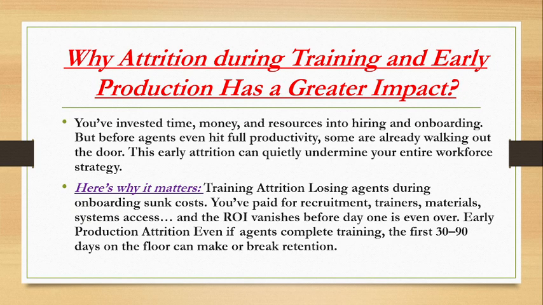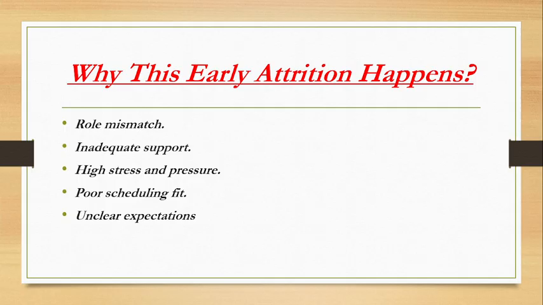So why does this early attrition happen? What are the reasons? Firstly, role mismatch. Suppose an agent is qualified and wants a role in Excel. He wants to work in the Excel field, but HR has recruited him into a different role. So this is a role mismatch. Once the person comes to training, he will see that there is no use of Excel in this role, so he will resign.